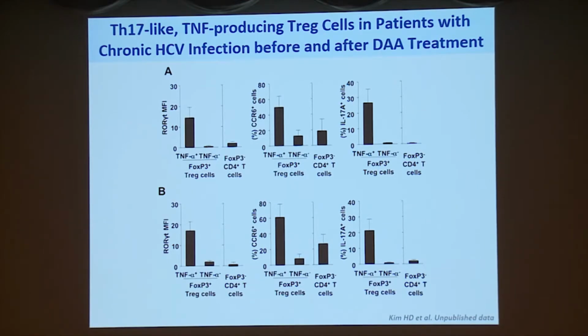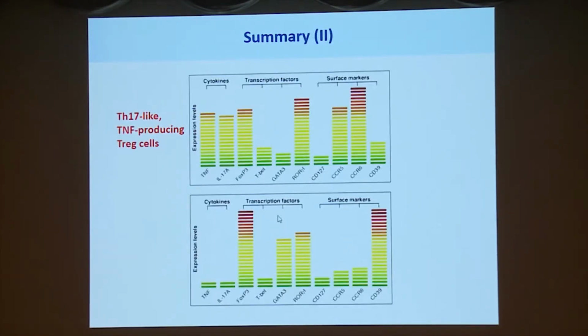It means that although they achieved HCV clearance, at least in terms of the TNF-alpha positive Treg cells, the phenotype was not normalized even after HCV clearance. So we don't know yet the reason why, and we don't know yet the clinical implication of this phenomenon. But anyway, now I can show you that.